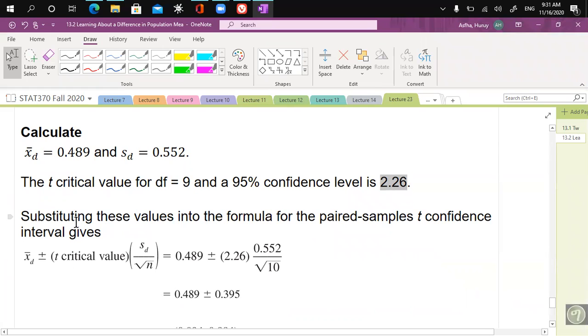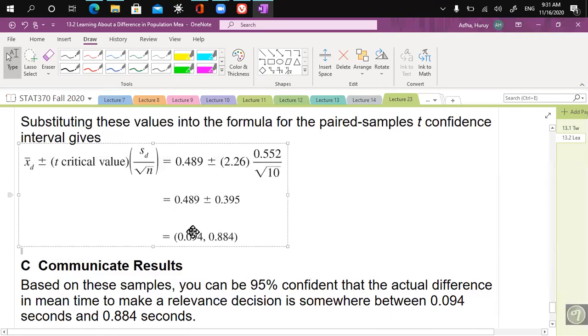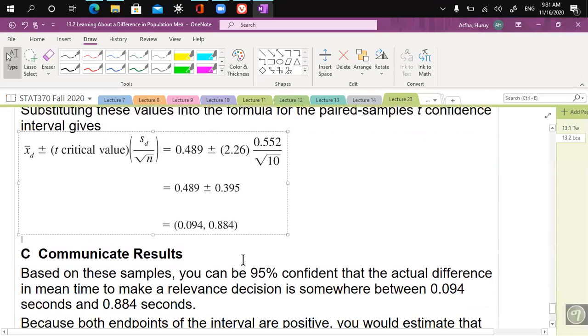Now, substituting this value in the formula, this is the formula. We have x bar sub d, it's 0.489. We have the critical value, which is 2.26. And the s sub d is this one, and n is 10. So here we have the 95% confidence interval. And as you can see, both the lower limit and the upper limit are positive, which means we can assume the population mean difference is greater than 0.